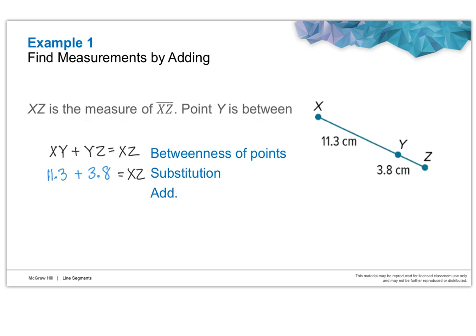And then we're asked to go ahead and add those two measures to get XZ. So we're left with 15.1 centimeters. If there are units stated in the problem, make sure you state them in your answer. And once again, just note that when we're talking about measures, you have no bar over the top of the two capital letters. The name of the segment XZ has the bar over the top.